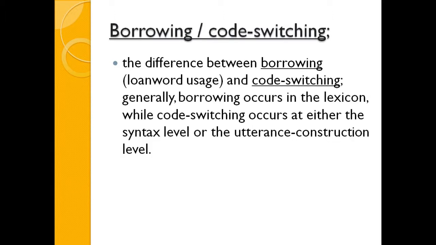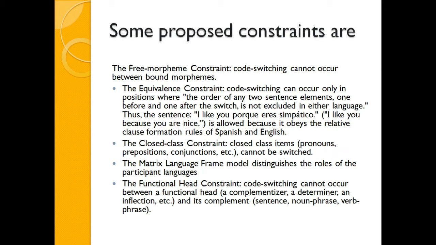Borrowing or code switching. The difference between borrowing or loanword usage and code switching: generally, borrowing occurs in the lexicon, while code switching occurs at either the syntax level or the utterance construction level. Some proposed constraints are the free morpheme constraint: code switching cannot occur between bound morphemes.